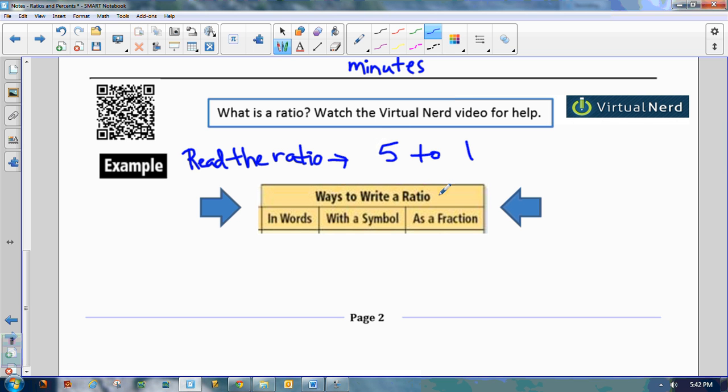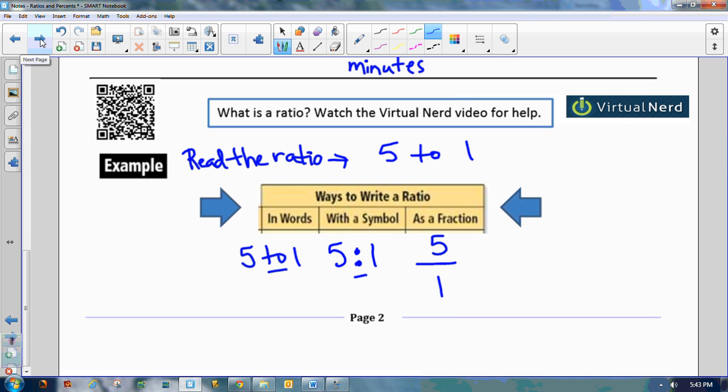Now the ways we would write that in words would be 5 and then the word TO, just like how we would read it. The second way would be with a symbol. We'd still write the number 5 and then our symbol would be a colon, 2 dots, and then 1. And then as a fraction is using the fraction bar. Since we're going left to right here, when we write a fraction, we'll go top to bottom. 5, and then there's our fraction bar, 1. And these are the 3 ways that we write a ratio.